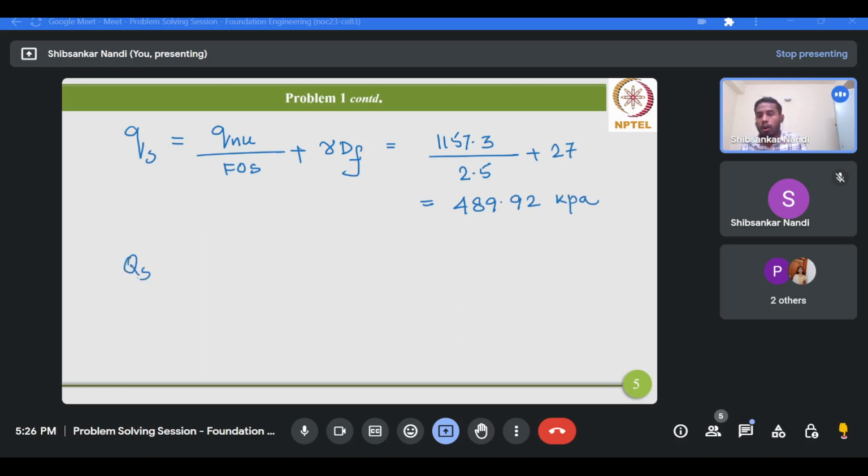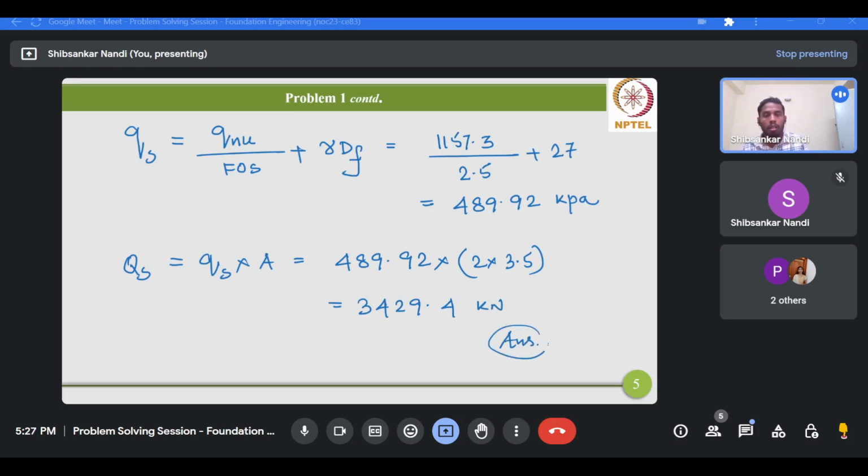So therefore the gross safe load, it should be multiplied by the area, that means B times L. So 489.92 multiplied by 2 times 3.5. So finally the value would be 3429.4. Okay, this is the answer.